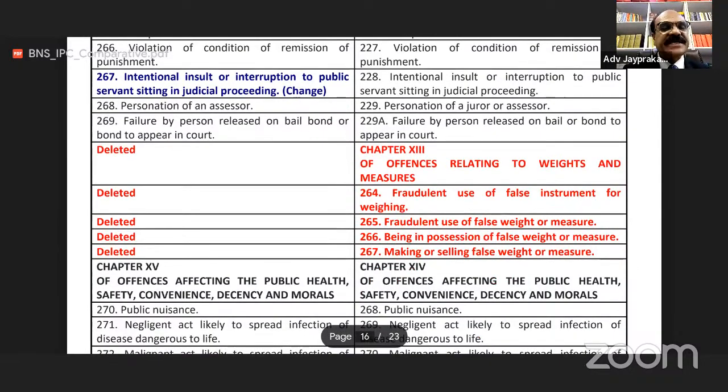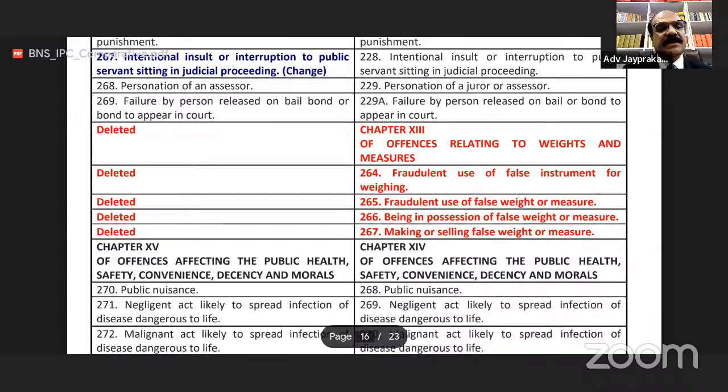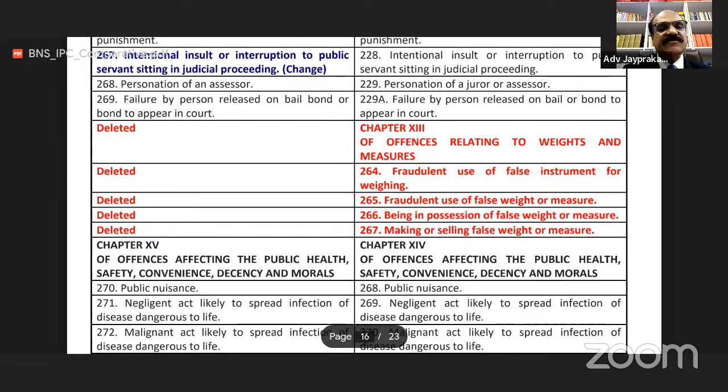BNS section 268, personation of an assessor. Earlier section was in IPC 229. BNS Section 269, failure by a person released on bail or bond to appear in court. Earlier section was in IPC 229A.